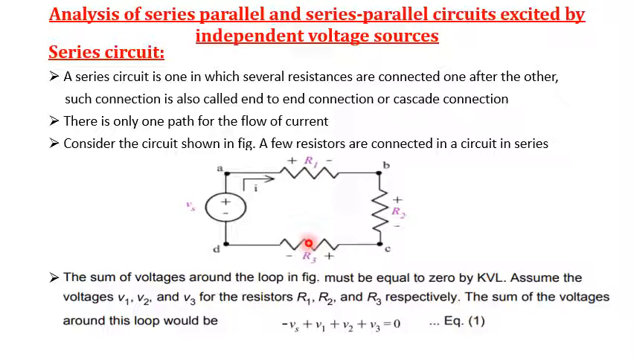All the voltage drops are considered positive. Applying KVL to this network, minus Vs plus V1 plus V2 plus V3 is equal to 0, because the current direction is in this way and I am moving in this direction. So V3 plus V2 plus V1 minus Vs is equal to 0. Call this equation number 1.